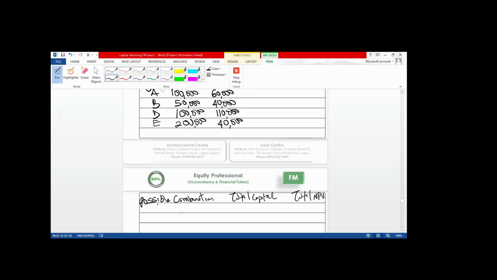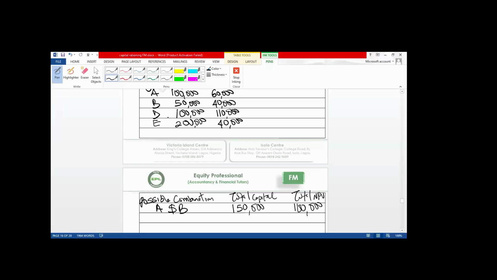Projects A and B, total capital 150. Total NPV. That means out of 225,000, you are going to spend 150. You are left with 75. You can't take any project again because the projects are indivisible.